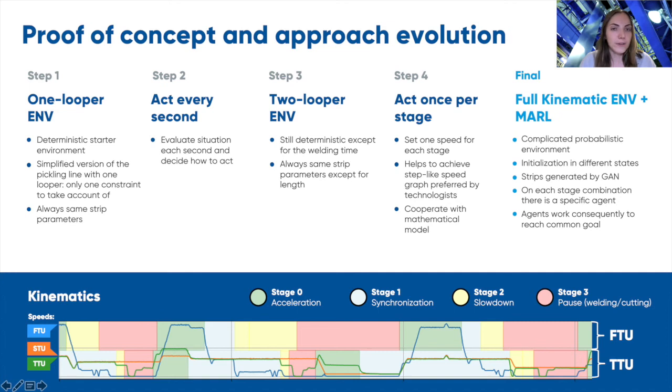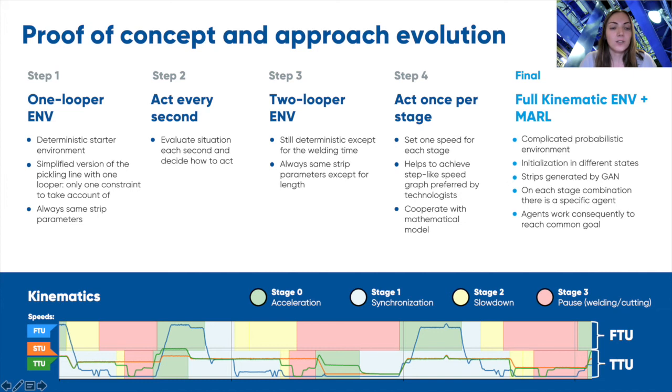The stages are acceleration, shown in green. At this stage, the speed of the first transport unit rises and exceeds the speed of the second transport unit. Then comes the synchronization stage, shown in blue. It is the stage when the looper is full and the speeds become equal.